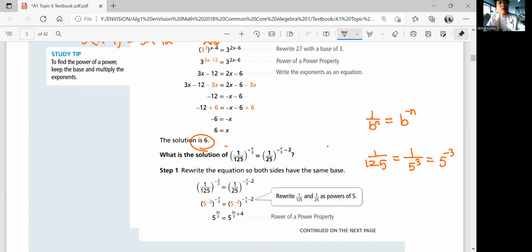Okay, and then 1 over 25 is also written as 1 over 5 squared, and that's 5 to the -2nd power. Okay, use the negative exponent rule.